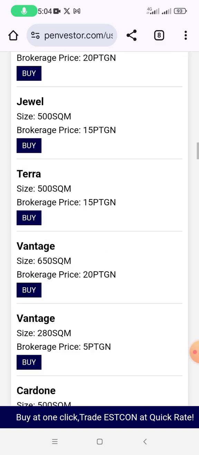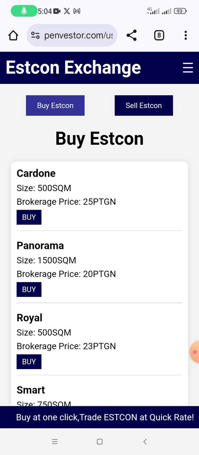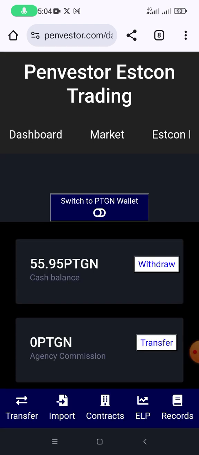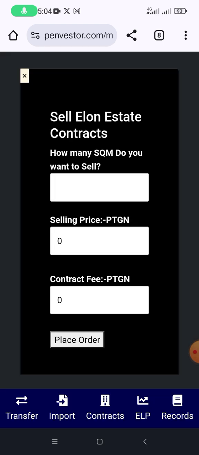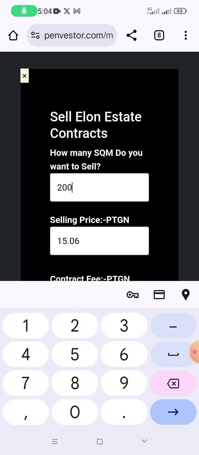Let me go back to the dashboard, and you see what I'm talking about. 200 at 10 PTGN. Let me check. This is 200, and 200 Elon ESTCON here is 15. So it's like a difference of 5 PTGN. So if you go to the exchange, brokers are selling their ESTCON at their own price. They're just selling it at their own price, and also buying. You buy at a price that is lesser than the market price.